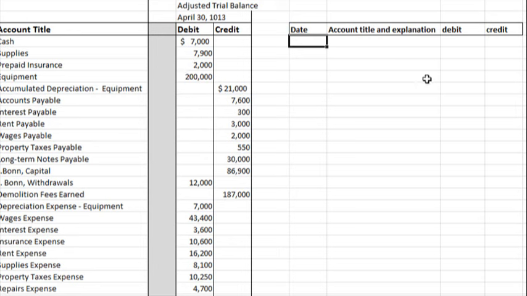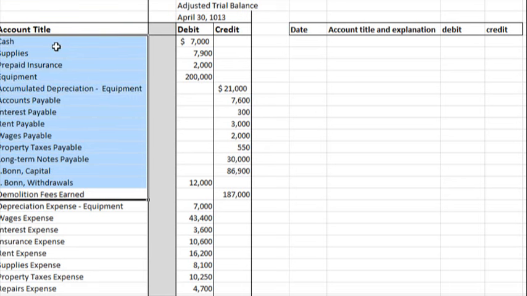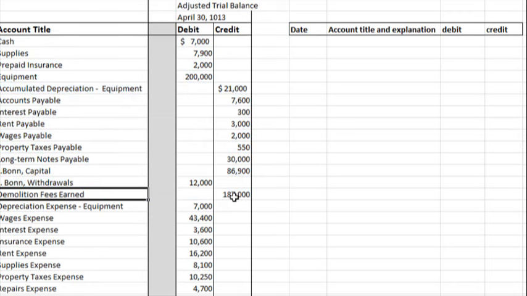For our closing entries, the only things you're going to close are the temporary accounts. Temporary accounts are your revenues and your expenses. So anything from here up, you're going to ignore for now. You're going to start with your demolition fees earned. Always start with your revenues. And we've talked about revenues and fees earned being the same thing.